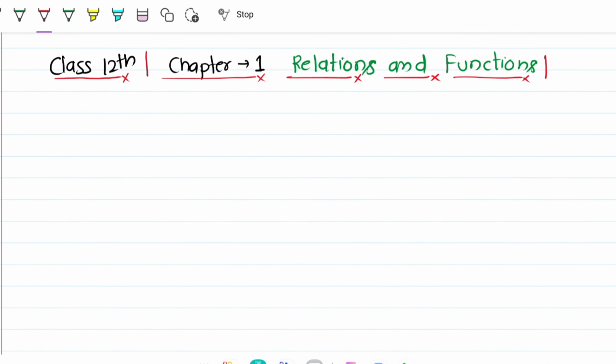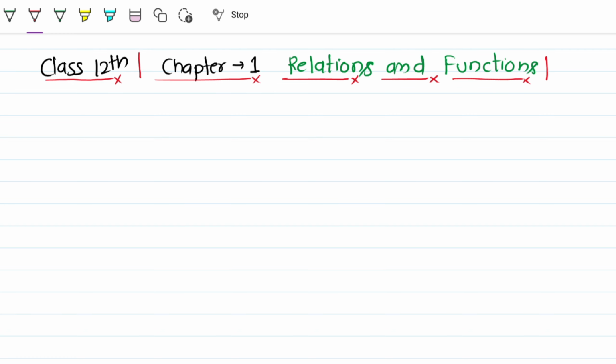Hello students. So in this lecture we are going to start chapter number 1 of class 12th, relations and functions. See, in class 11th you have already studied what is relation. So if we recall, in class 11th you have studied Cartesian product. Do you remember what was the Cartesian product? So Cartesian product was what?